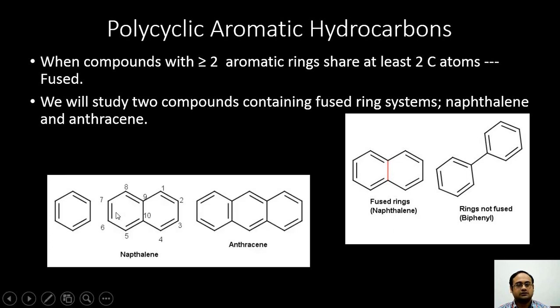We will study only two compounds containing fused ring systems, that is naphthalene and anthracene, and these are their structures. Naphthalene is a fused polycyclic aromatic compound which contains two benzene rings fused to each other, whereas anthracene contains three benzene rings fused to each other.